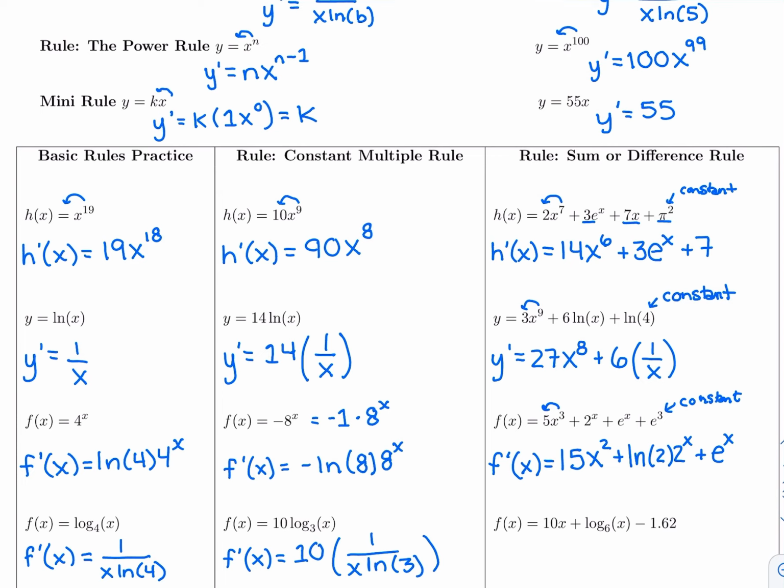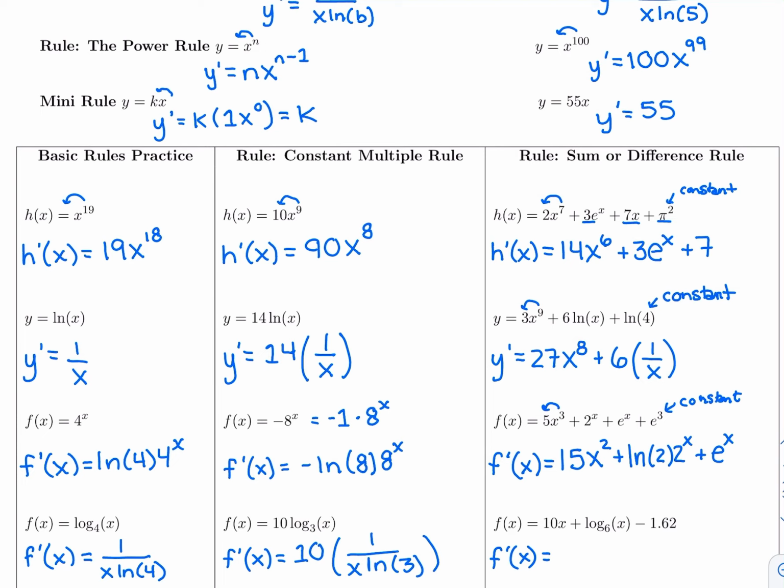And our last sum or difference example, I hope you've been pausing the video throughout because you might need to take a second, take in which rule it is, or maybe listen to this twice or take notes twice. There's a lot going on here, learning all these rules at once.